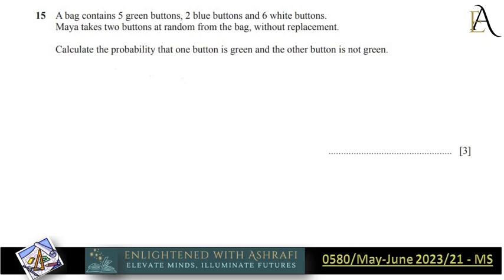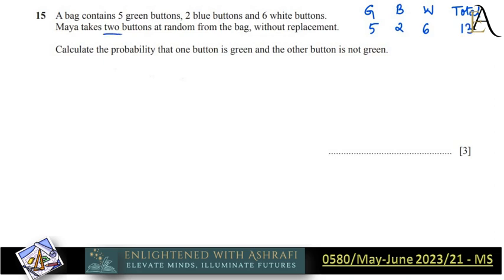A bag contains 5 green buttons, 2 blue buttons and 6 white buttons. Maya takes 2 buttons at random from the bag without replacement. Calculate the probability that one button is green and the other button is not green. So how many green buttons do we have? We have 5 green buttons, 2 blue buttons and 6 white buttons. So in total, 6 plus 5 is 11, 12, 13. So in all we have 13 buttons.